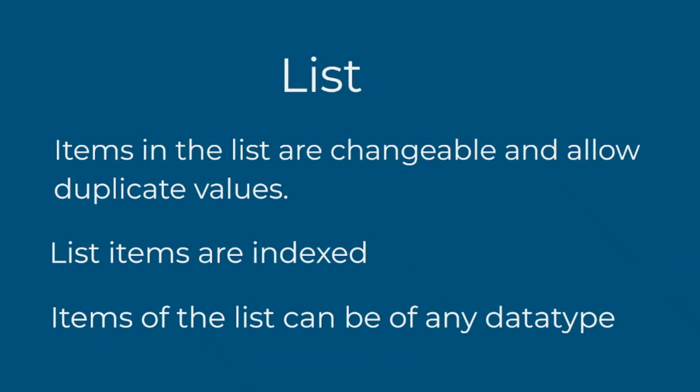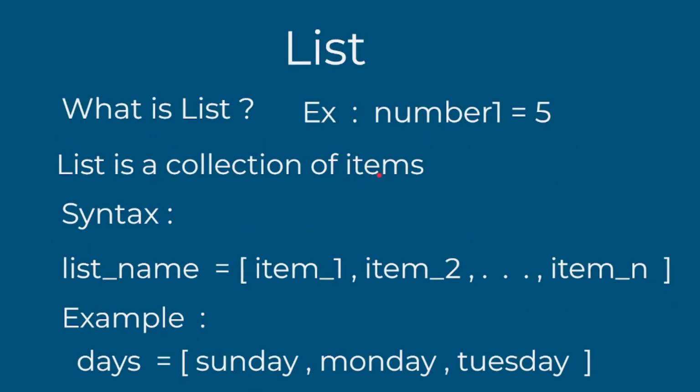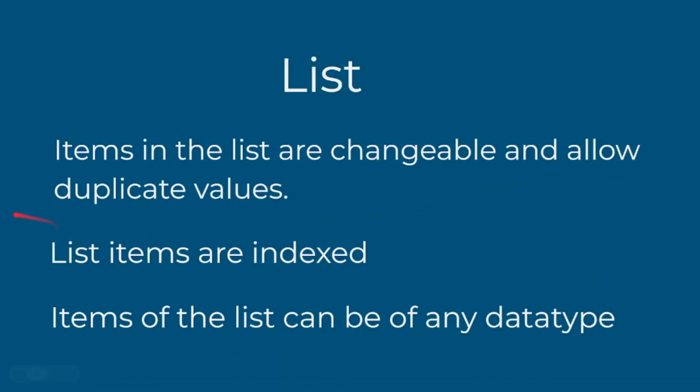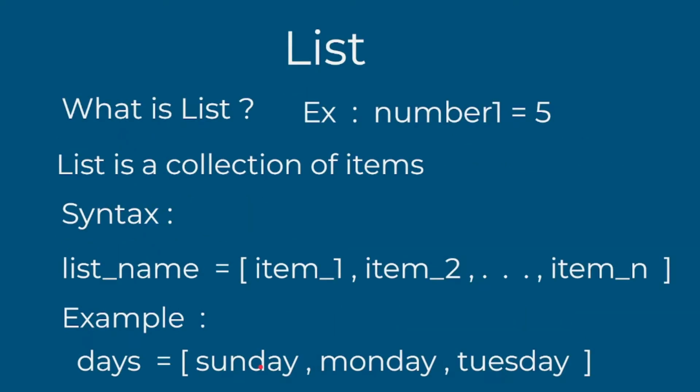Items of the list are changeable and allow duplicate values. Changeable means that we have Sunday here, and we can change it from Sunday to Saturday. So the list will become Saturday, Monday, and Tuesday. And allow duplicate values means we can change this days list to Sunday, Sunday, Sunday. So the list will contain only Sunday, that is, the duplicate items.